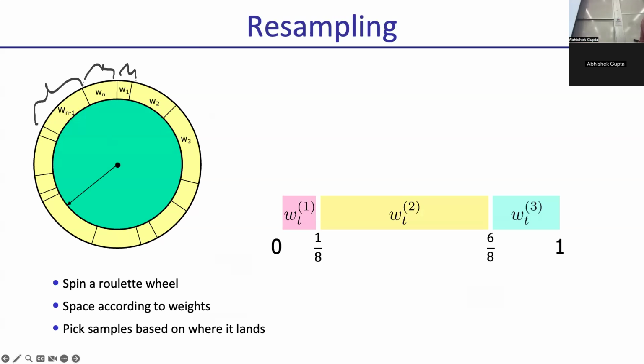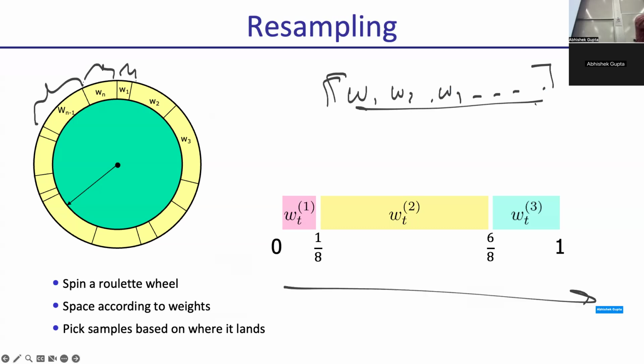So if I have a weight distribution, you can think of this as W1, W2, W3, etc. I can think of this as on a line, right? So let's take an example where I had 3 particles. The first particle had a weight 1 over 8. The second particle had a weight 5 over 8. The third particle had a weight 2 over 8. Okay, we have 3 particles.